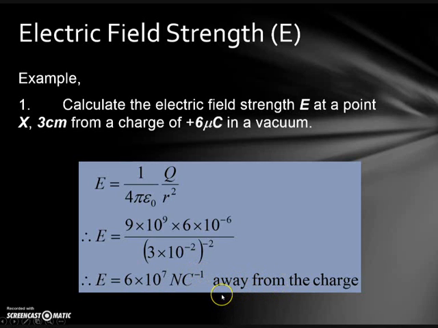And we know that it's away because our initial charge is positive, which means our field lines would be coming away from it. And remember, if it's a positive test charge, which we're always imagining unless we're told otherwise, it's going to move in the direction of the field lines. If our field lines are going away, then it's going to be going away from the charge.